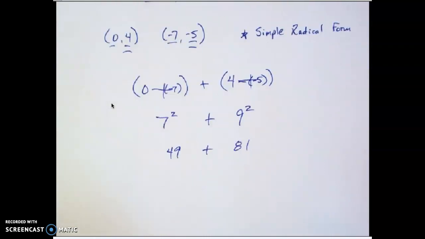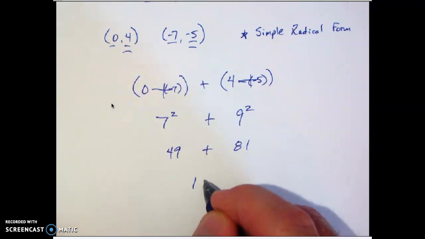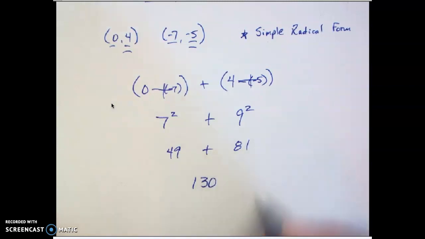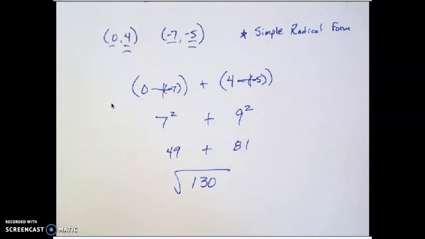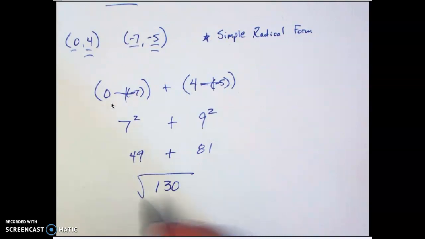All right, so we'll go ahead and add those together. That's going to be 130. And we're taking the square root of that. Now, simple radical form, this is not one of our perfect squares. All right, this is in between 11 and 12. Remember, 11 is 121, 12 is 144. This is in between there.